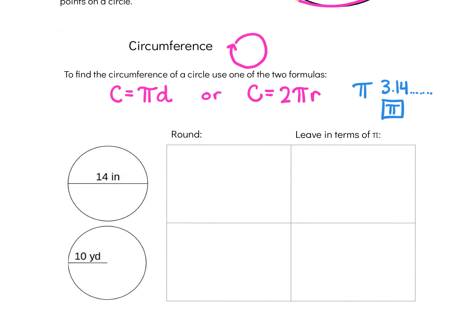Okay, so there's 2 ways that we can find circumference. We can either use our pi button and round to the nearest 10th or 100th, whatever the problem tells you to do, or you can leave your answer in terms of pi. I'm going to show you how to do both of those.